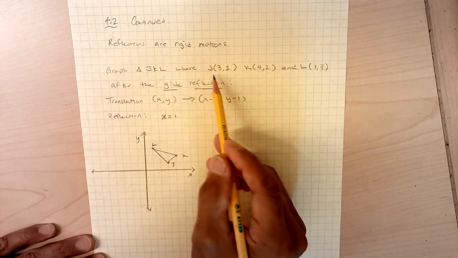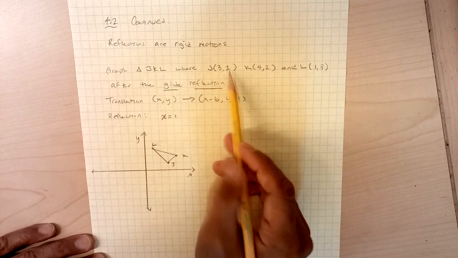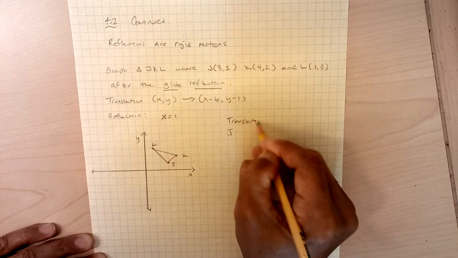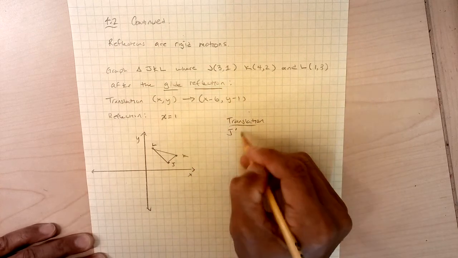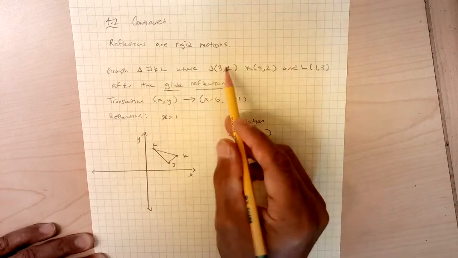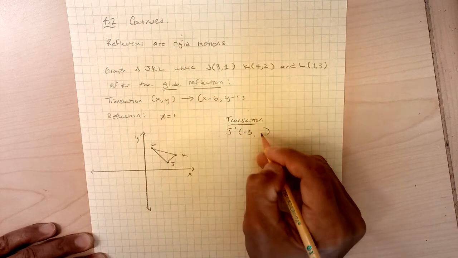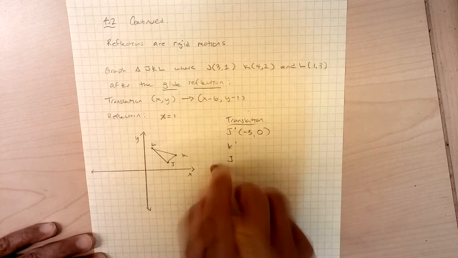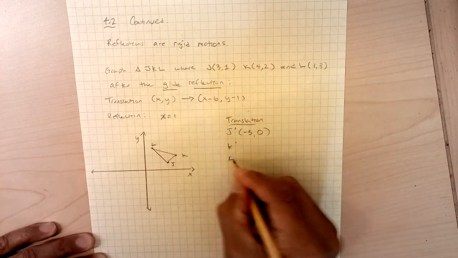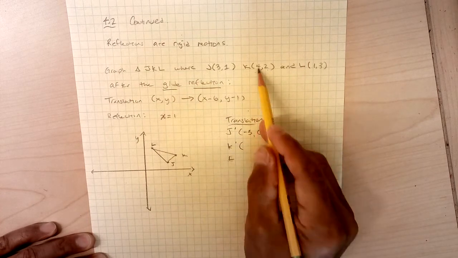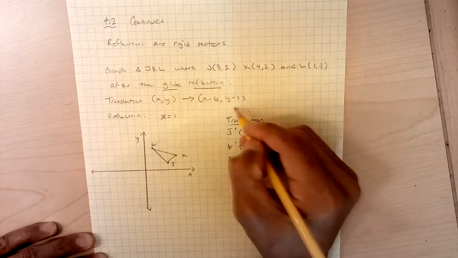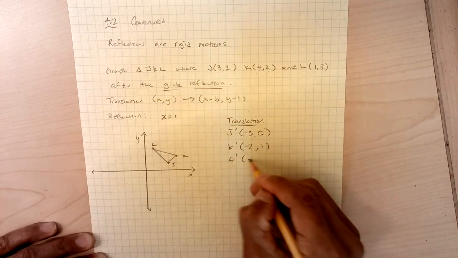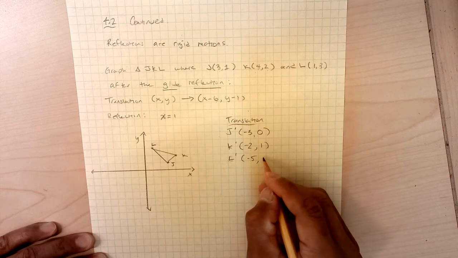So the coordinates of J prime, 3 minus 6 is negative 3. I'm going to write it out here. So this is after the translation or the glide. So J prime, that's the correct notation. 3 minus 6 is negative 3. 1 minus 1 is 0. And then before I graph that, I'm going to find the coordinates of J prime, K prime, and L prime, and then graph it. So K, 4, 2. 4 minus 6 is negative 2. 2 minus 1 is 1. And then L prime, 1 minus 6 is negative 5. And then 3 minus 1 is 2.